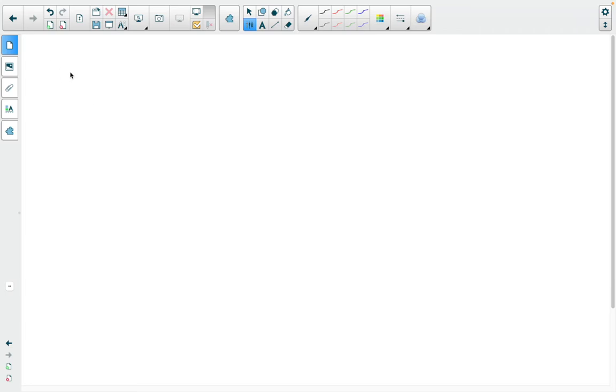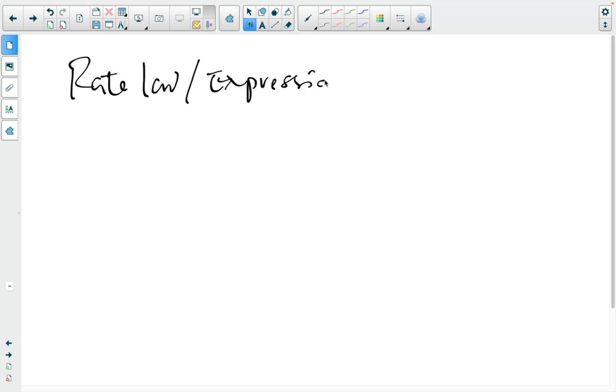Lesson on rate law or rate expression. And you will see that rate law or rate expression is a mathematical expression. It's a mathematical equation. And what it does is it basically quantifies the relationship between concentration of a reactant and the rate of a reaction.